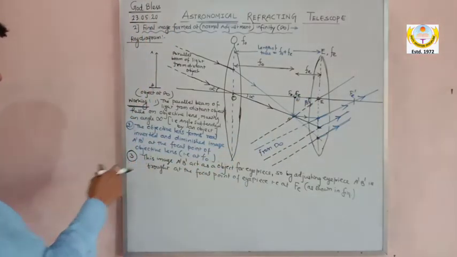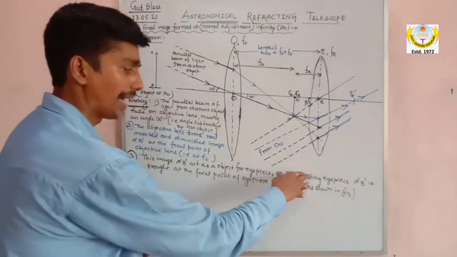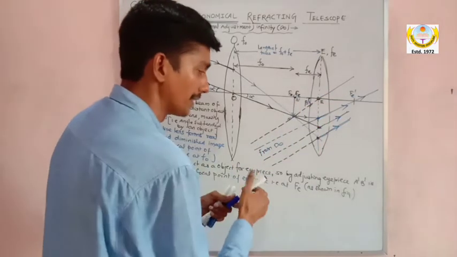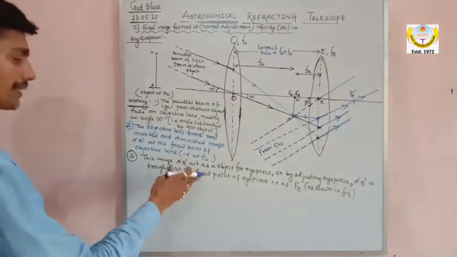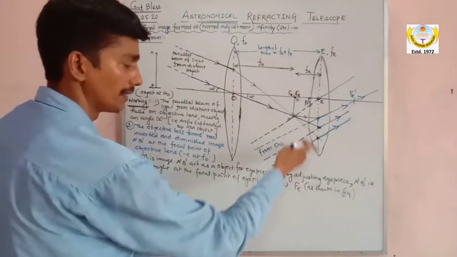So here, my dear, this image A dash B dash act as the object for eyepiece. So by adjusting eyepiece, my dear, A dash B dash is brought at the focal point of eyepiece, that is at FE, as shown in the figure.